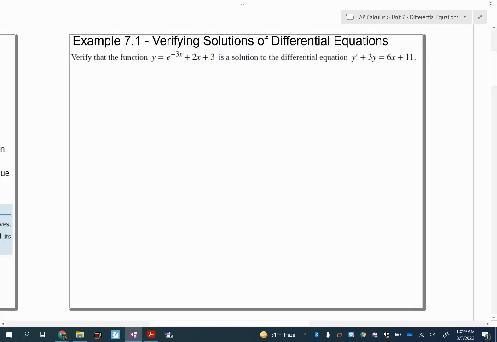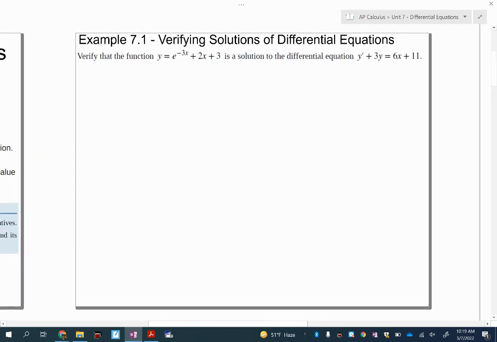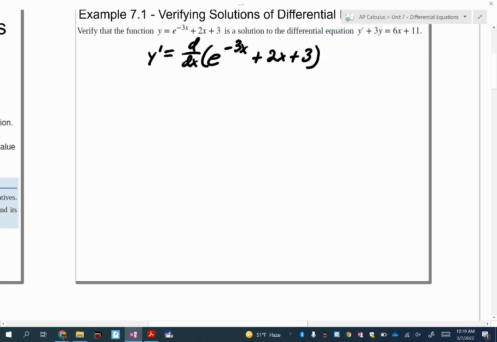So let's look at verifying that this function y is a solution to this differential equation, y prime plus 3y equals 6x plus 11. The first thing I do is notice the differential equation has y prime in it. So I'm going to take my y and find y prime. I'm going to take the derivative of e to the negative 3x plus 2x plus 3.